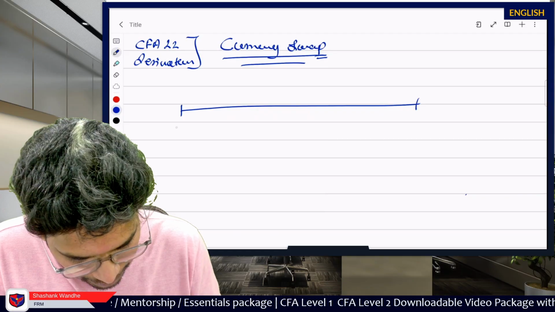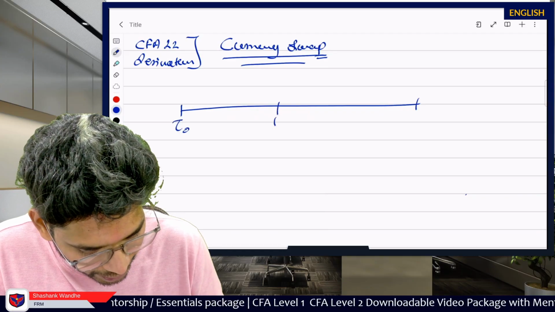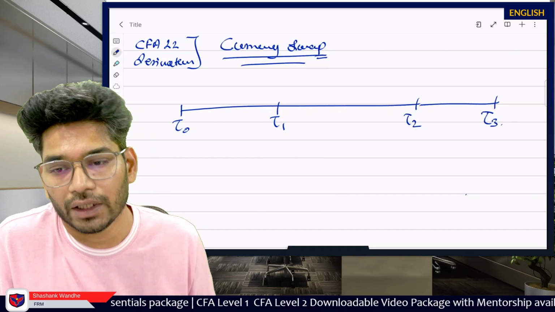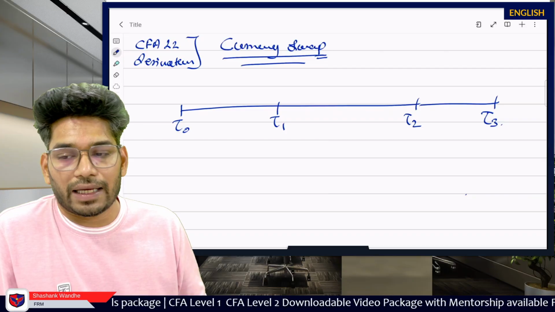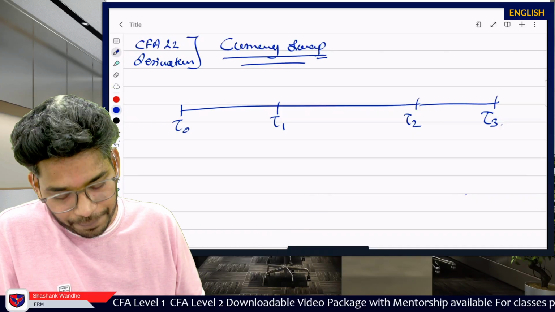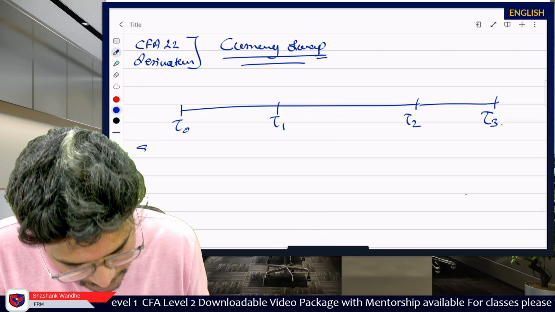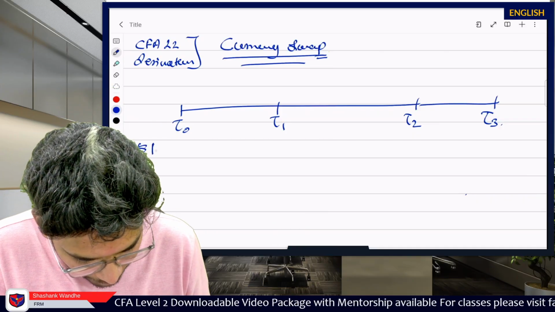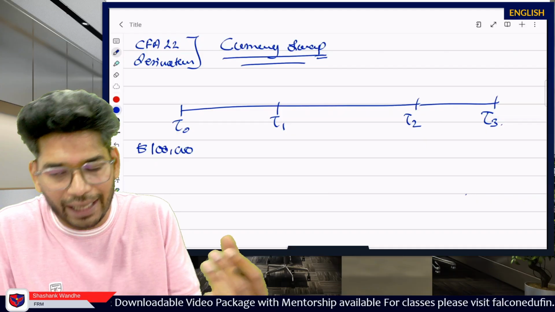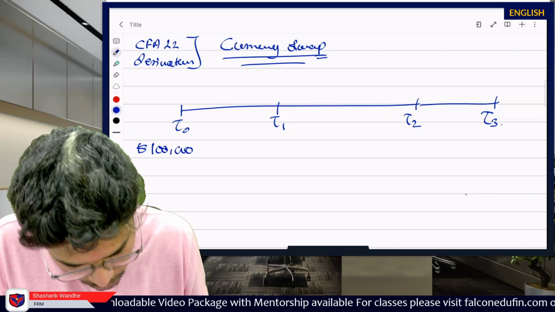Let's say this is the timeline. This is the time t0, this is the time t1, and this is the time t2 and t3. So we are assuming the swap starts from t0 and matures in the third year, which is t3. This swap is between, let's say, $1 lakh. So you are giving the $1 lakh to get, let's say, euros.